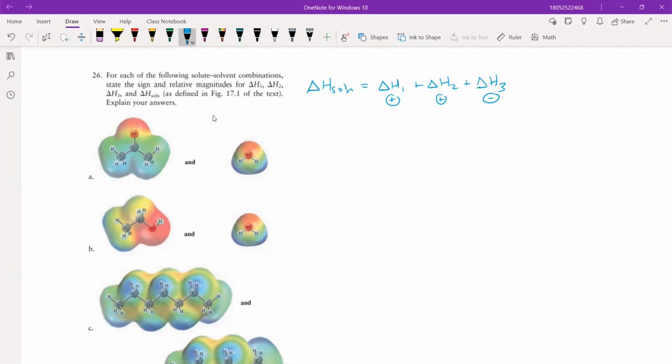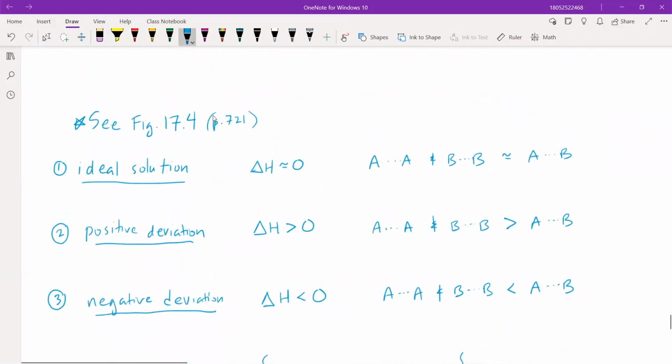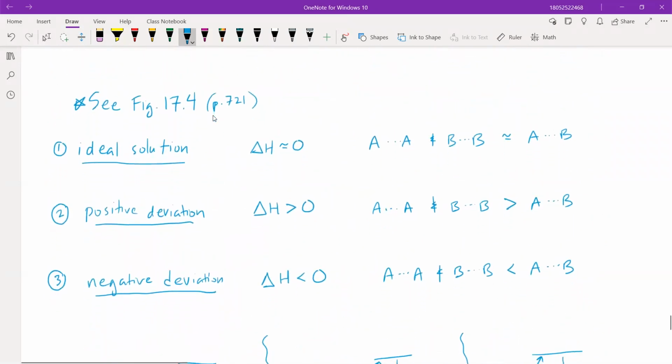And I just want to also point out there's a table in the textbook that addresses problems like this, and it's figure 17.4, page 721, and I summarized the important parts for this problem here. I would definitely look at that, maybe write it down, that would be helpful in a lot of cases. So there's 3 types of solutions.